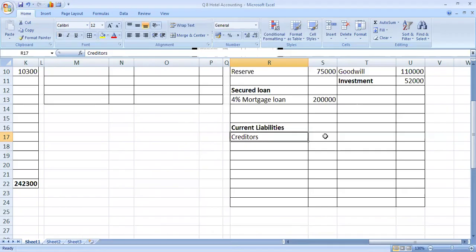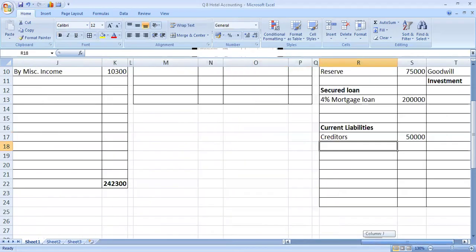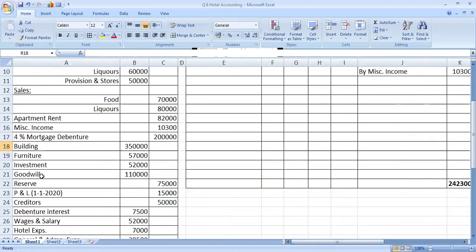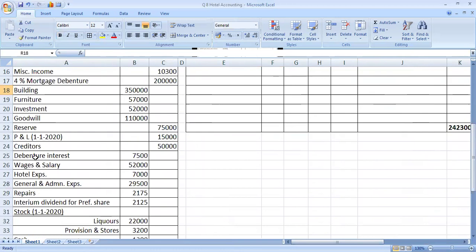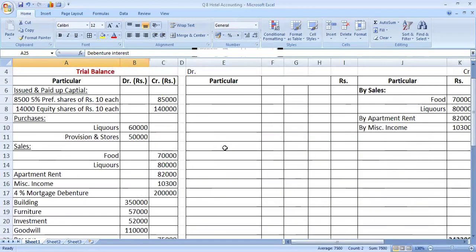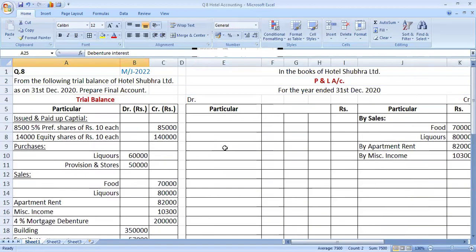Creditors amount rupees 50,000. Next item, debenture interest. Debenture interest goes to the profit and loss account debit side, inner column due to adjustment.